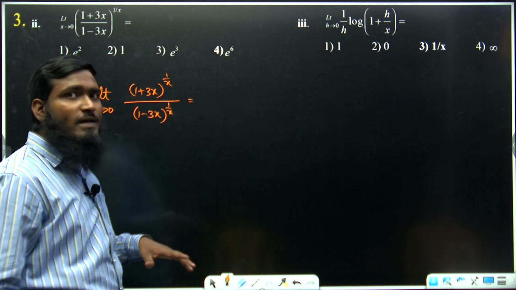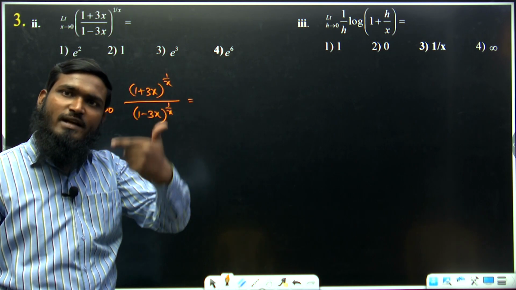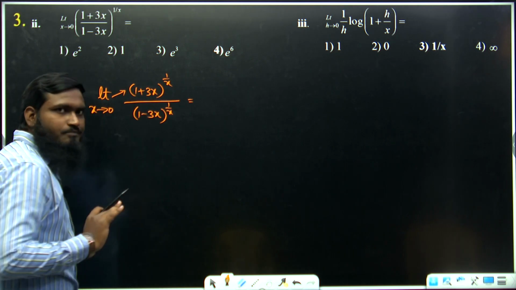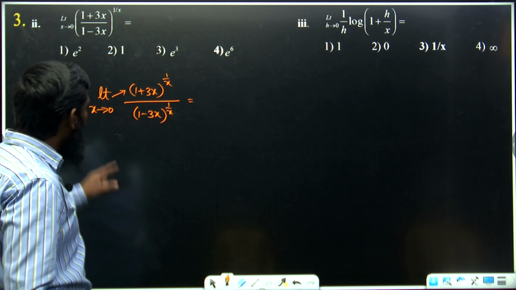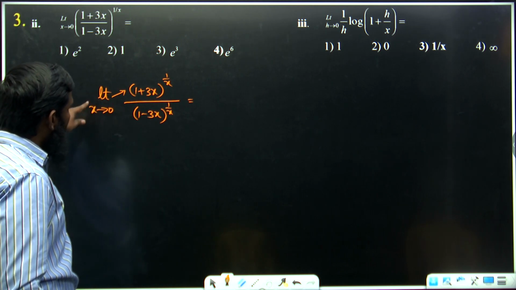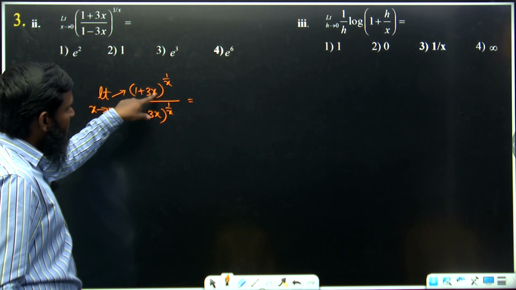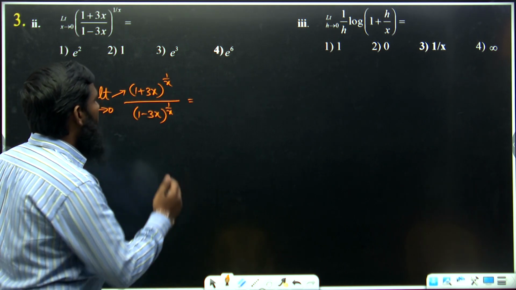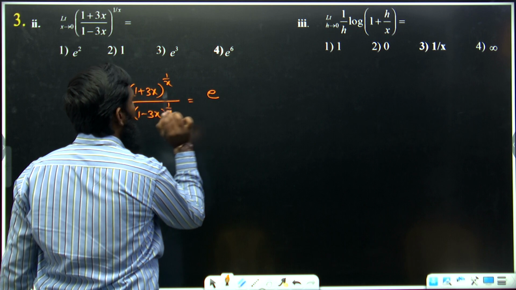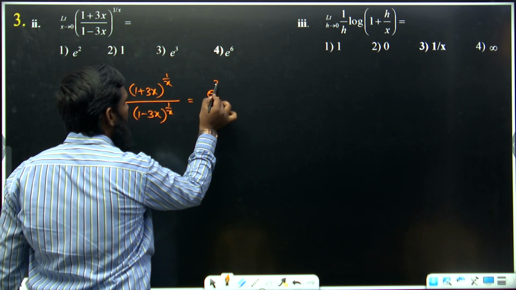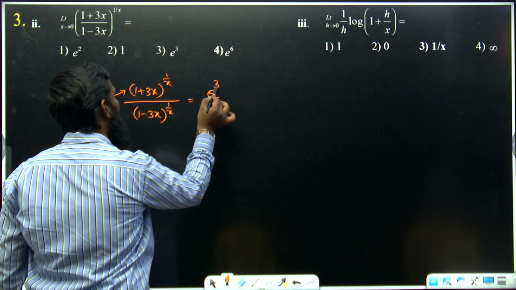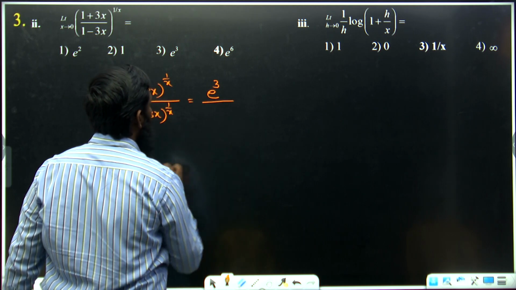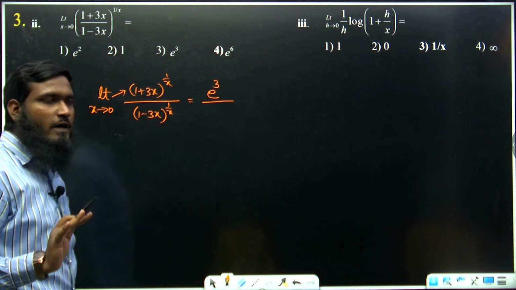Now we have to apply the limit for both the numerator as well as the denominator. If we apply the limit for the numerator, it again looks like limit x tends to 0, (1 plus ax) whole power b by x. What is the formula? e power ab. So we write this part as e power, what is the a value? 3. The b value is 1, 3 into 1 means 3 only. Numerator part completed.